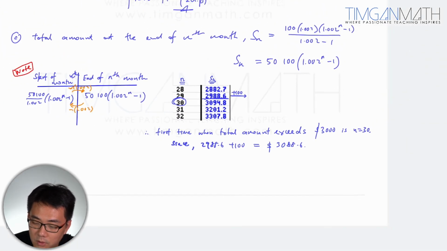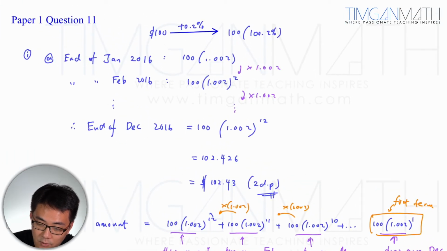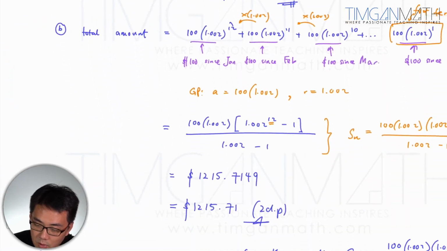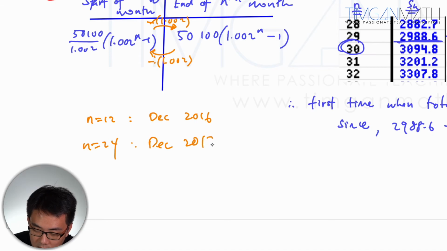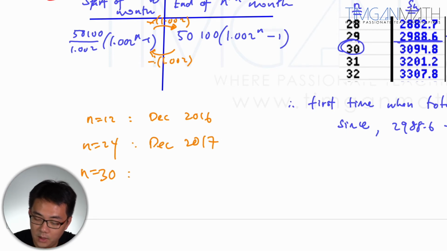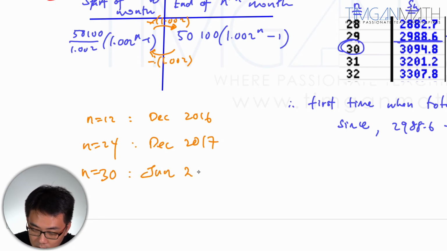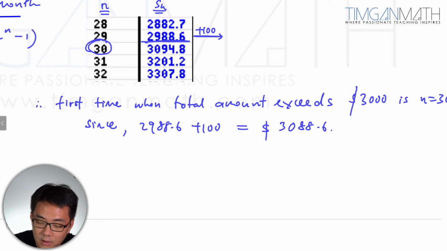So we know that this is n equals 1, n equals 2, this is n equals 12, right? So just count properly. n equals 12 is actually December 2016. n equals 24 is actually December 2017. Then 6 more months, n equals 30 would be June 2018. So in other words, it's when it's 30.